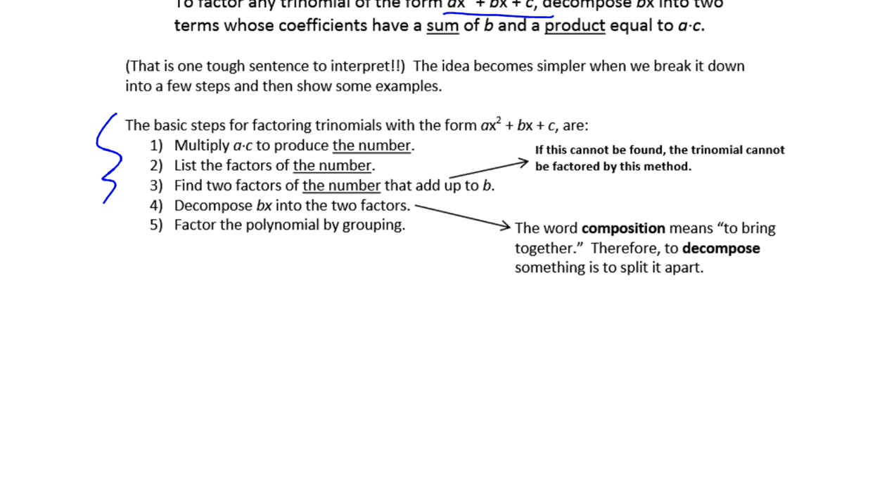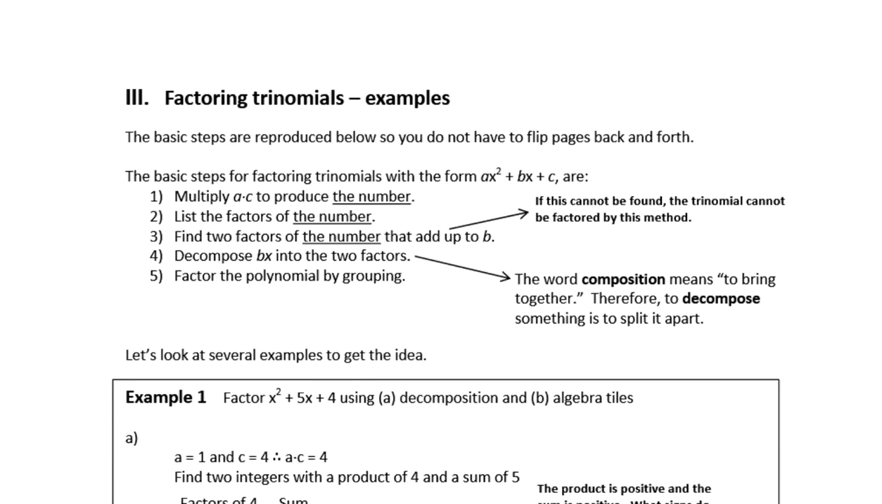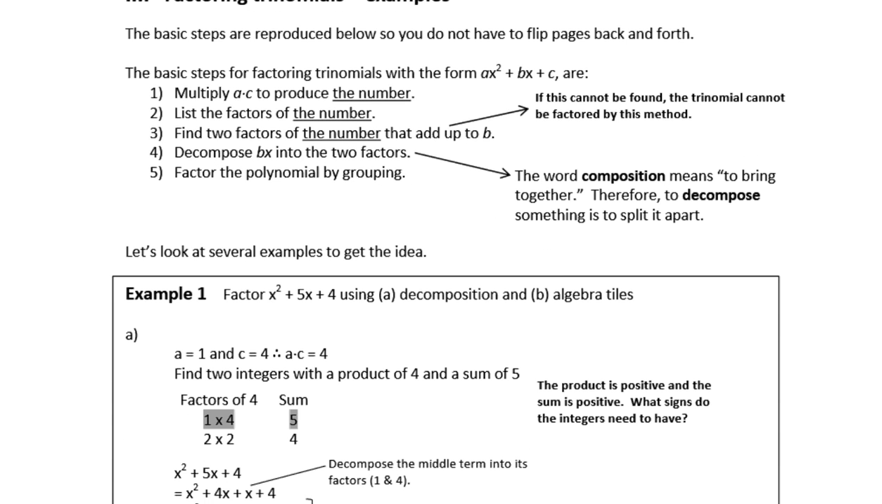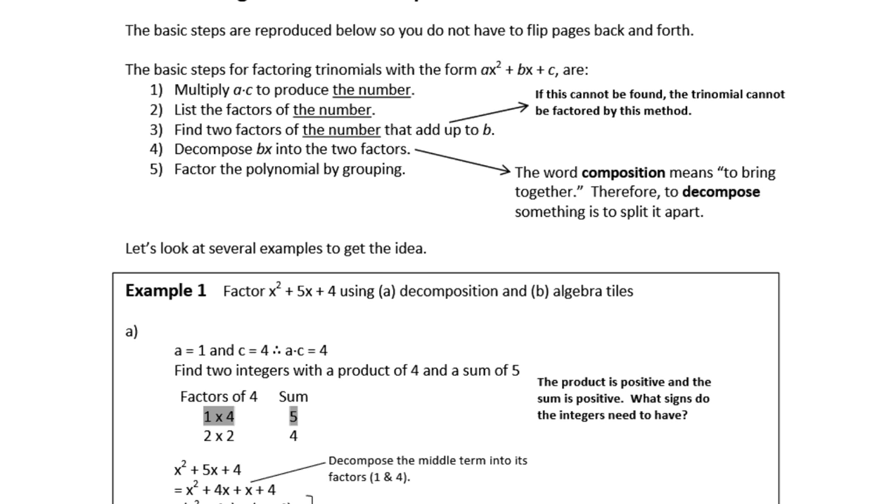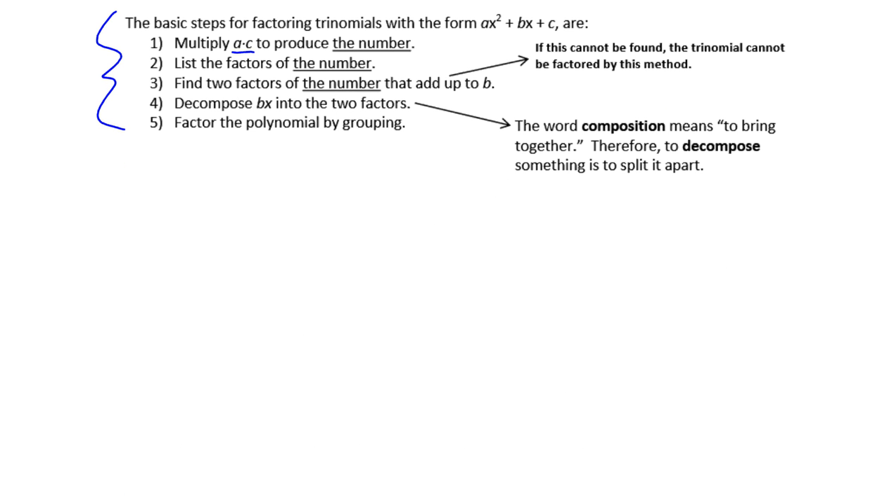Here are our basic steps for factoring trinomials. All right, so we are going to multiply a and c. Here, I'm going to give you guys an example. I'm going to grab an actual one that'll work: x squared plus 5x plus 4. Okay, so let's say this was our example, right? x squared plus 5x plus 4. We're going to multiply a times c to produce a number. What the heck does that mean by a and c? Where did a and c come from?